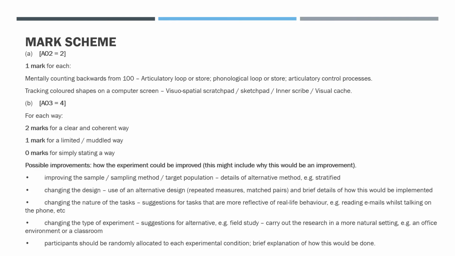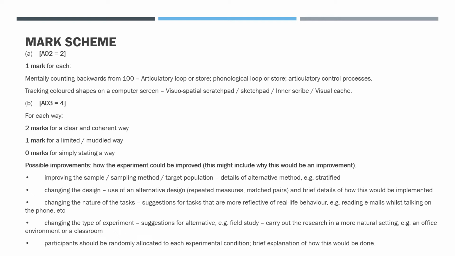Now you've got B. Now it's 4 marks. You need 2 different ways. So you get 2 marks for each. So possible improvements. You could have said improve the sampling method. So they could have made it stratified to make sure it's more representative of the target population. You could have said changing the design. So use repeated measures or matched pairs and say how to reduce the amount of individual differences.